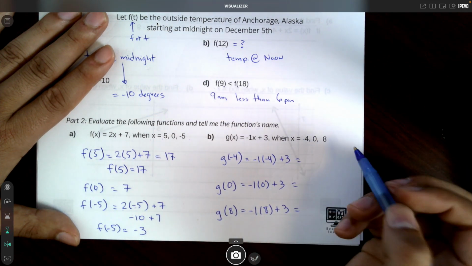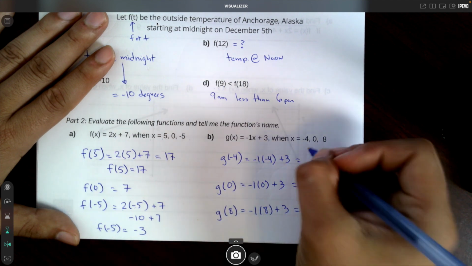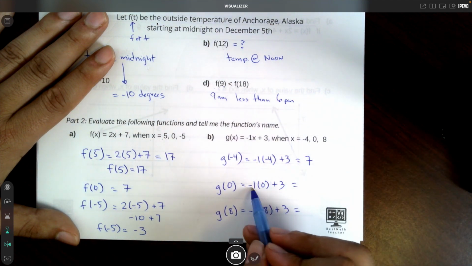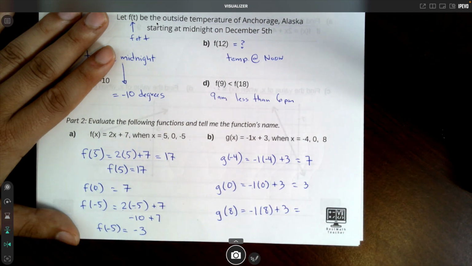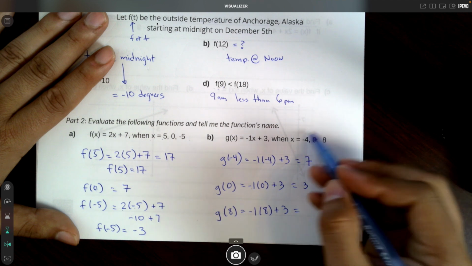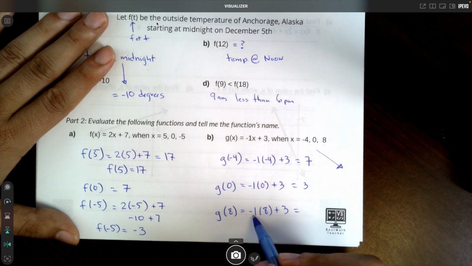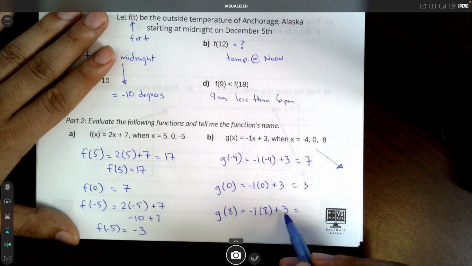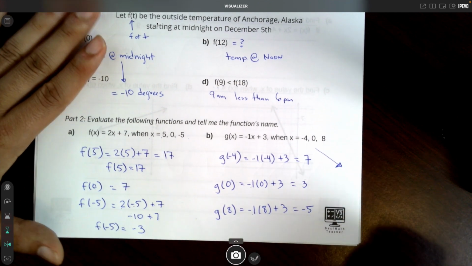Okay? Now you guys can do this all in your head. A negative times a negative is a positive. So 4 plus 3 is 7. Anything times 0 is 0. So that's just 0 plus 3 is 3. And look, this looks like it is going down. So 7, 3. So this is something that's going down. Negative 1 times 8 is negative 8. Plus 3 is negative 5. Okay, so definitely going down.